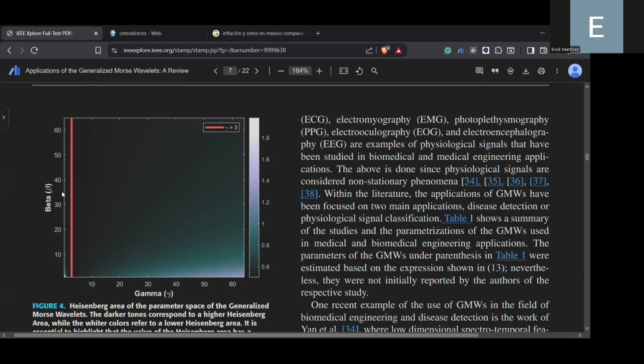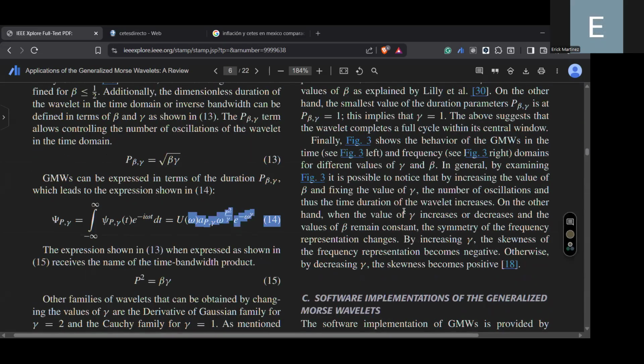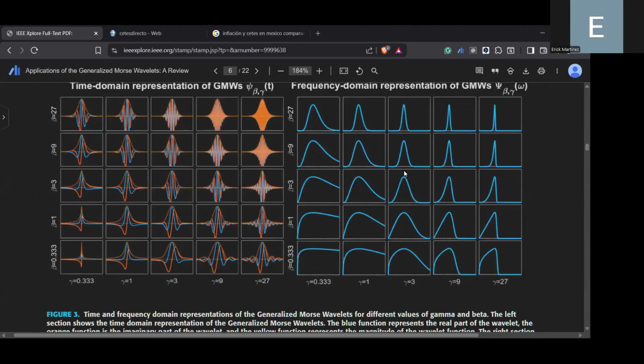So one question that remains to be answered is how should we define the value of beta? What is the most appropriate way in which we can define this value of beta when we fix gamma equals 3? Because we know that in this region we can approximate the Heisenberg area lower bound, but at the same time we can see that the value of beta can be set arbitrarily, because there are a lot of values that we can take within this very specific region of this Heisenberg area space.